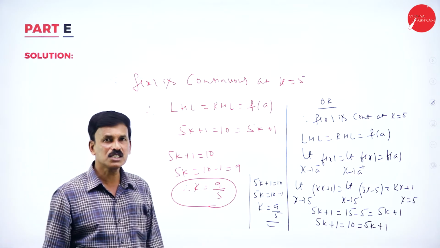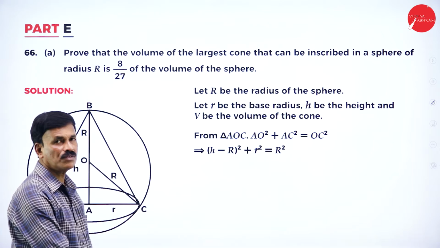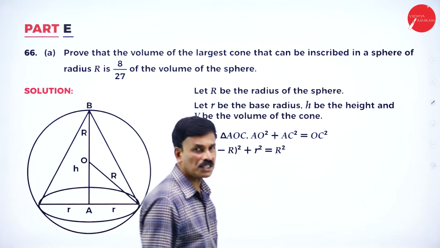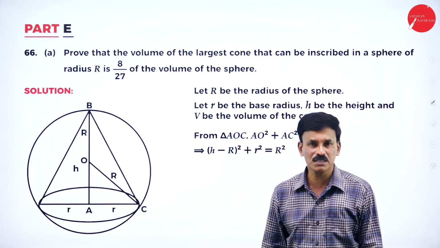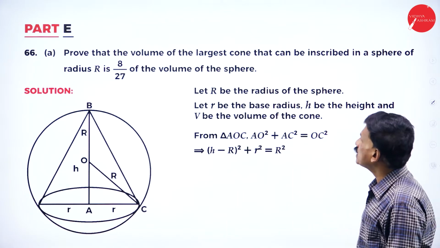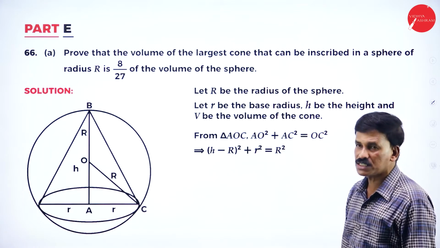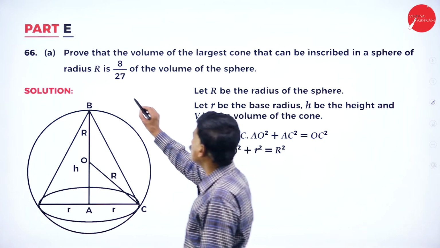Now let us come to the next problem. This is also a very important problem indeed. For 6 marks, this is from application of derivatives, that is maxima and minima. Now prove that the volume of the largest cone that can be inscribed in a sphere of radius R is 8 by 27. This is to be proved.